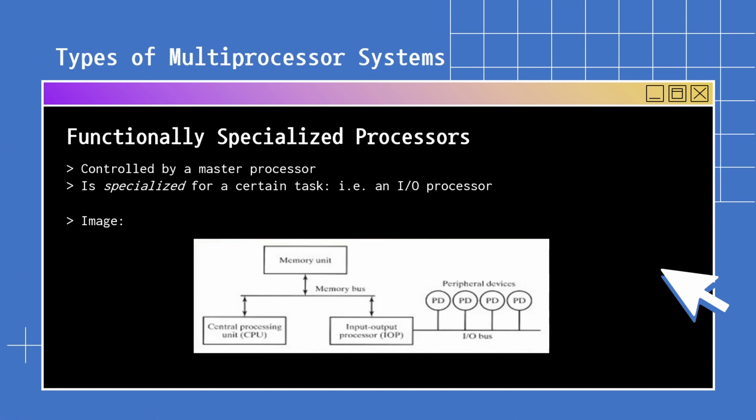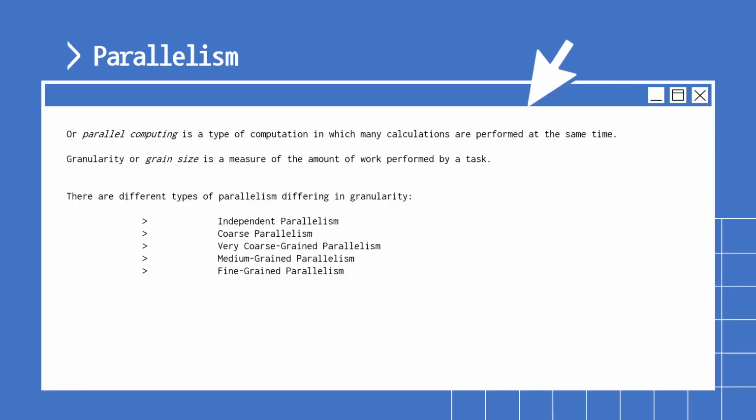So now that we're done with that, let's talk about parallel computing. This is very important if you want to talk about multiprocessor scheduling and real-time scheduling. So parallelism, or also known as parallel computing, is a type of computation in which many calculations are performed at the same time. It is divided into different types of parallelism by granularity or grain size. Granularity or grain size is the measure of the amount of work performed by a task. There are different types of parallelism differing in granularity, and I will discuss these in detail in just a moment.